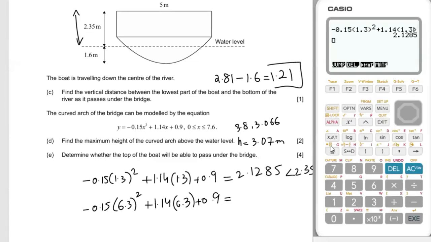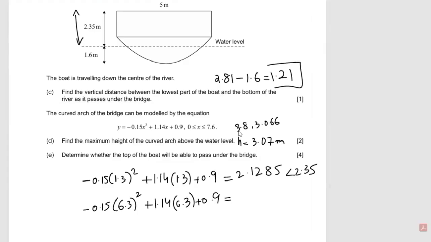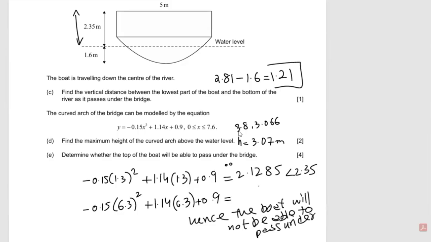And you can just go back and verify, change these into 6.3 instead. It's already added there, so I can just change it to 6.3 and let's go. And that's giving the same answer as well. So you will say that since this is your reason, because it says determine, hence the boat will not be able to pass under the bridge, right?